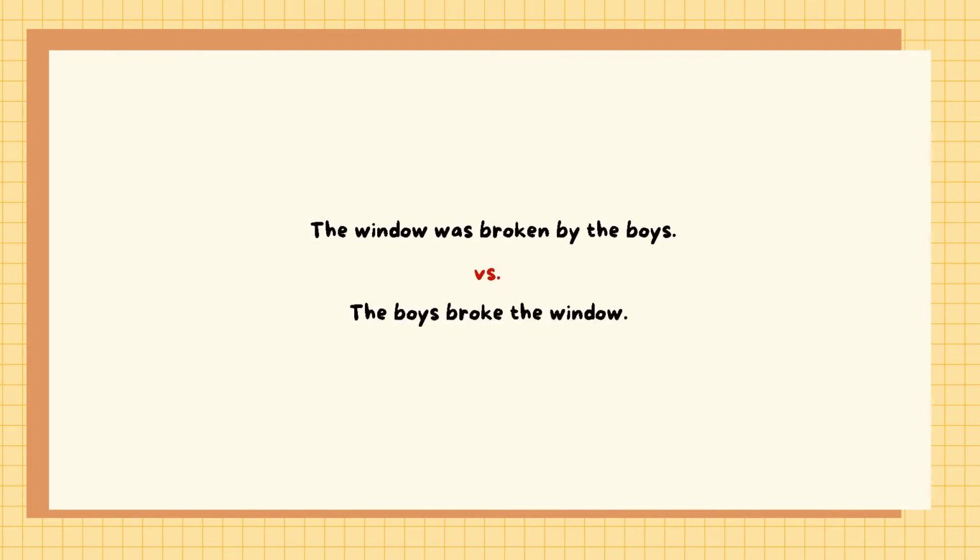Moving on, try to compare these two sentences. The window was broken by the boys versus the boys broke the window. So what do you notice? Well, the first sentence is written in passive voice while the second one is written in active voice, right? And here's another thing that you can notice. The first sentence contains 7 words and the weak verb was. In contrast, the second sentence contains 5 words and the strong verb broke. The emphasis is placed on the individuals, which are the boys, rather than on an inanimate object, the window.